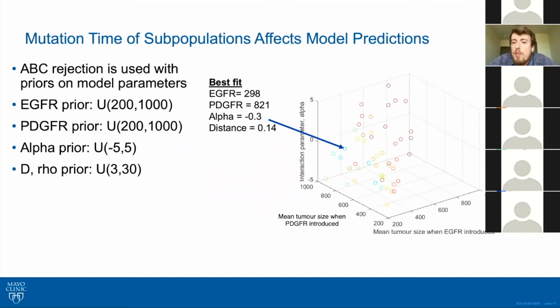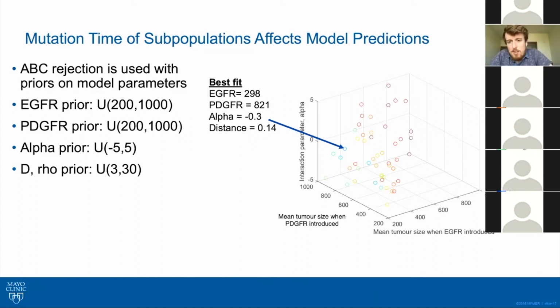One thing that we've done more recently is an ABC rejection on a lot of simulations. Again, each point here represents 100 different simulations. We've chosen our priors just to be uniform for this case. We have an EGFR prior. That's when the EGFR is introduced in terms of the tumor size. Same for the PDGFR. Alpha runs again from -5 to 5, representing those strong competition and strong cooperation examples and everything in between. And then D and rho, which represent migration and proliferation here. We choose the same values that John Nardini showed to represent kind of the average we see in data for the Fisher-KPP equation fits.